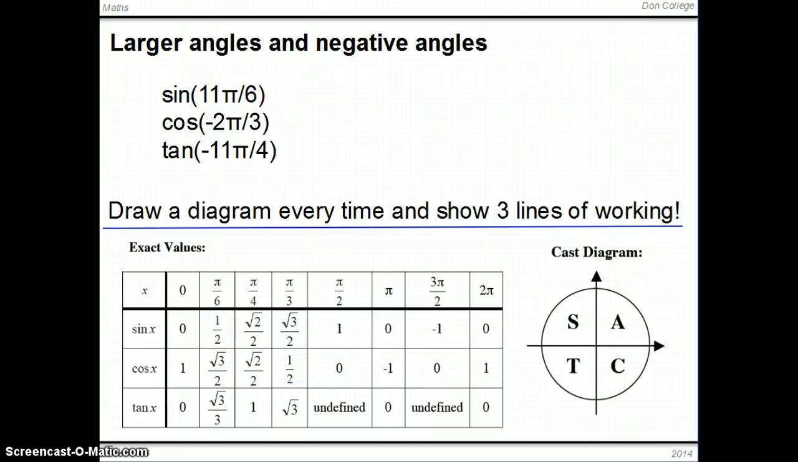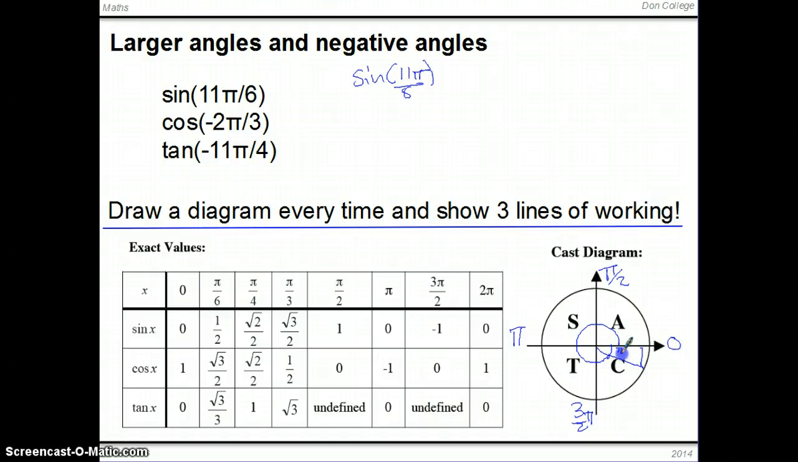So, some more complicated ones, larger angles and negative angles. So the first one we'll look at is sine of 11 pi on 6. Now, sine of 11 pi on 6, that's almost 12 over 6 pi. 12 over 6 pi would take us all the way around, obviously 12 over 6 would be 2. So if we go from 0 to pi on 2 to pi to 3 over 2 pi, it would take us all the way around from here and almost to there, but not quite. We would be a sixth pi short.